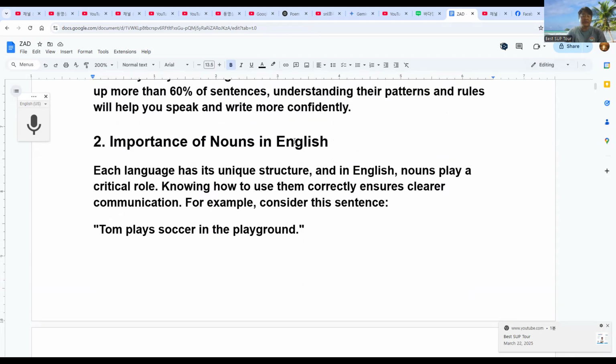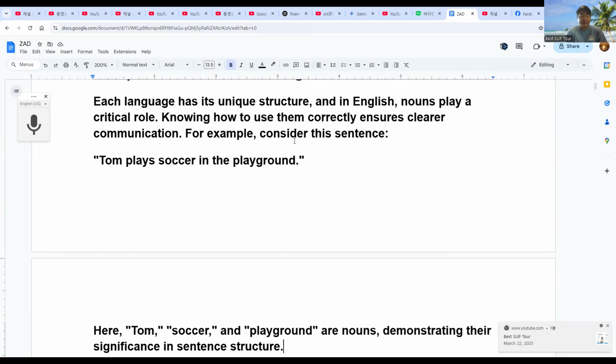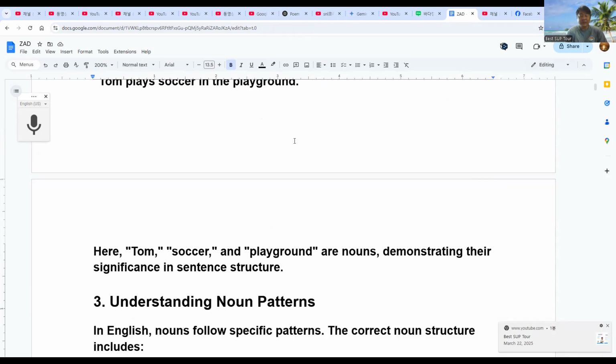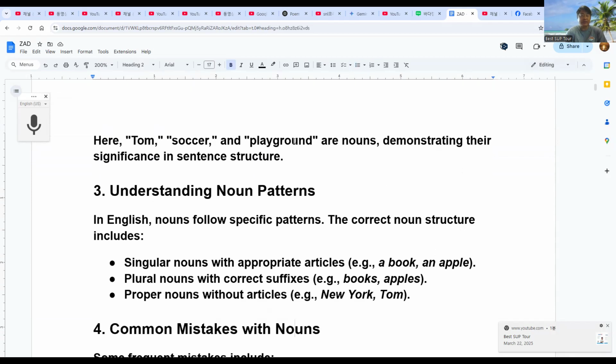Importance of nouns in English. Each language has its unique structure, and in English, nouns play a critical role. Knowing how to use them correctly ensures clear communication. For example, consider this sentence: Tom plays soccer in the playground. Here, Tom, soccer, and playground are nouns. They demonstrate their significance in sentence structure.